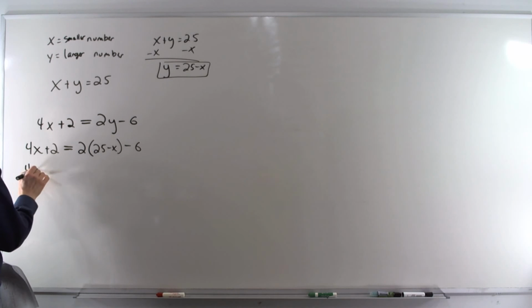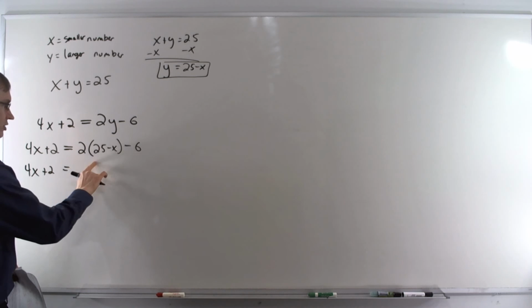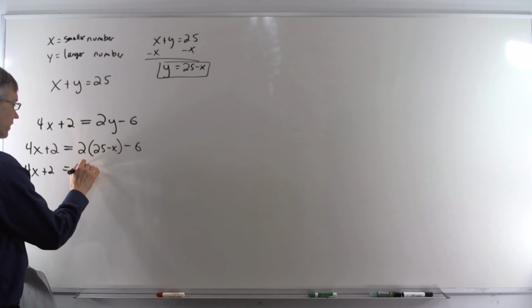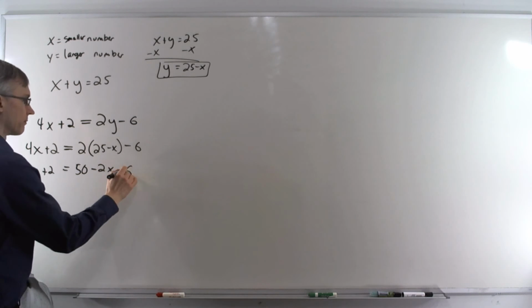So that is solvable. Start by, we're going to get rid of these parentheses, so we're going to distribute in. 2 times 25 is 50. 2 times negative x is negative 2x. And minus 6 on the end.